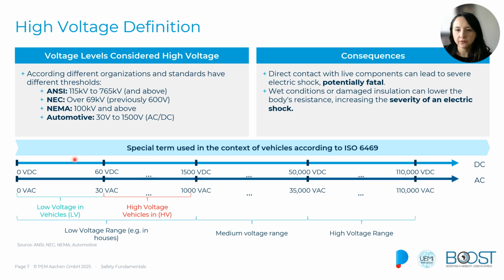In the case of DC current, or direct current, the threshold is around 60 volts, and this is the voltage that we use to mark the boundary between low voltage and high voltage in vehicles. And then if you look at AC, in this case, the threshold is marked at around 30 volts, and this is because of the alternating current nature. So as you can see, it is significantly different.